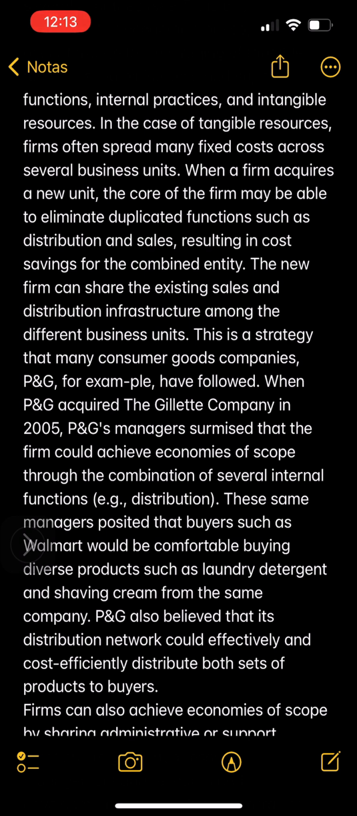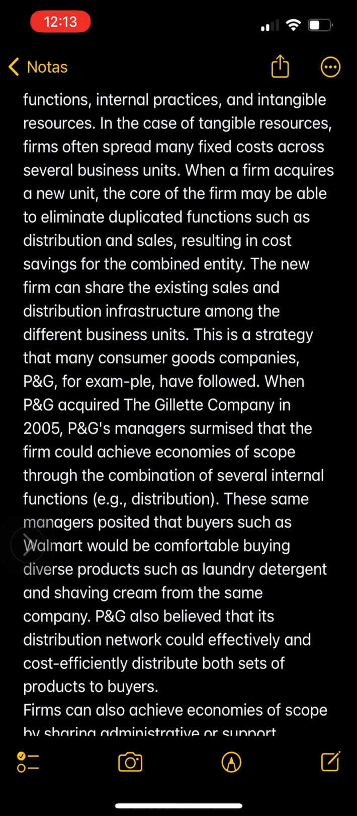When P&G acquired the Gillette company in 2005, P&G's managers surmised that the firm could achieve economies of scope through the combination of several internal functions, for example, distribution. These same managers posited that buyers such as Walmart would be comfortable buying diverse products such as laundry detergent and shaving cream from the same company. P&G also believed that its distribution network could effectively and cost-efficiently distribute both sets of products to buyers.